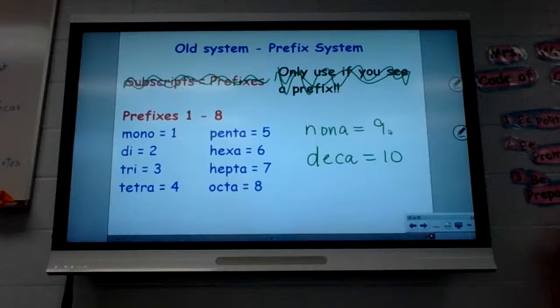If you've got contacts, you might flush out your contacts, might have to fish them out of the drain. Oh, that is. All right, everybody got the prefixes?